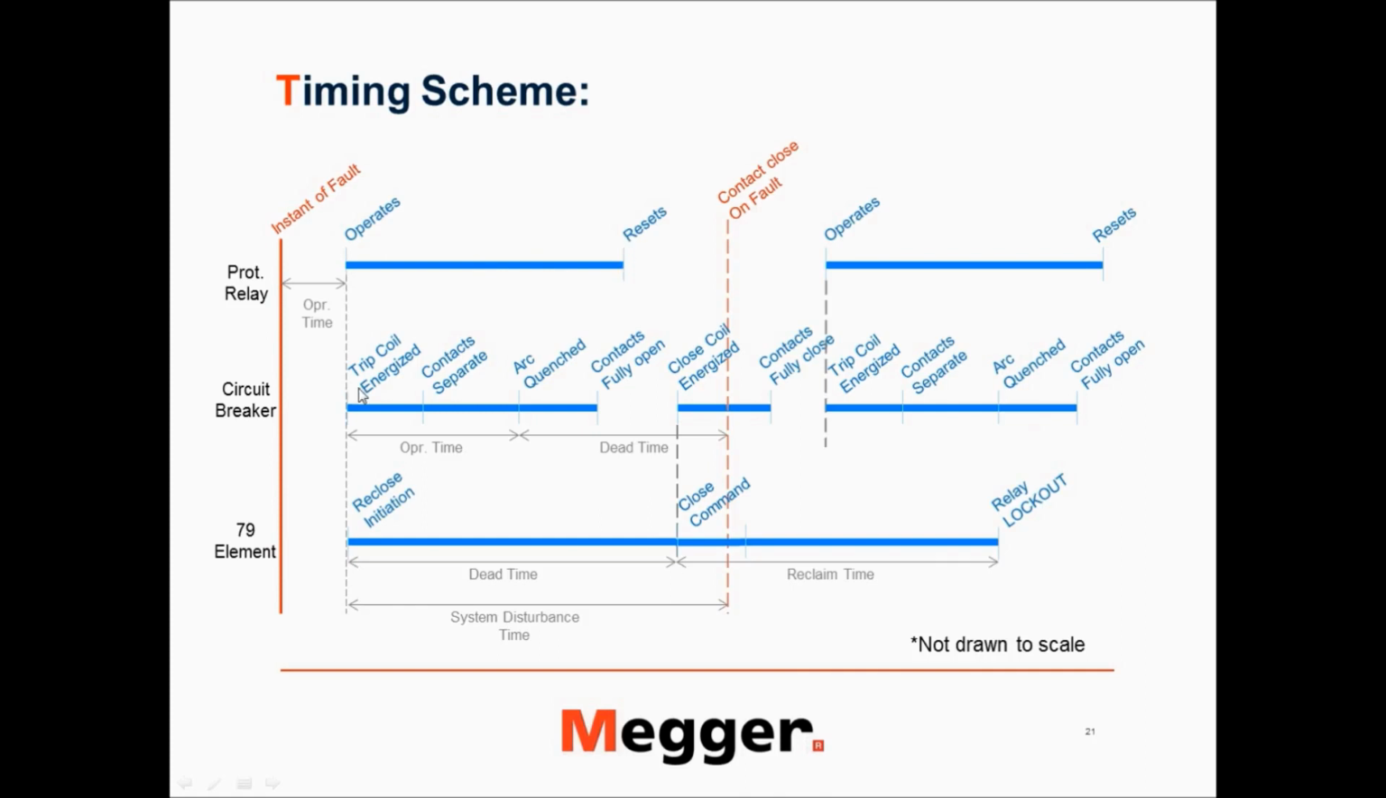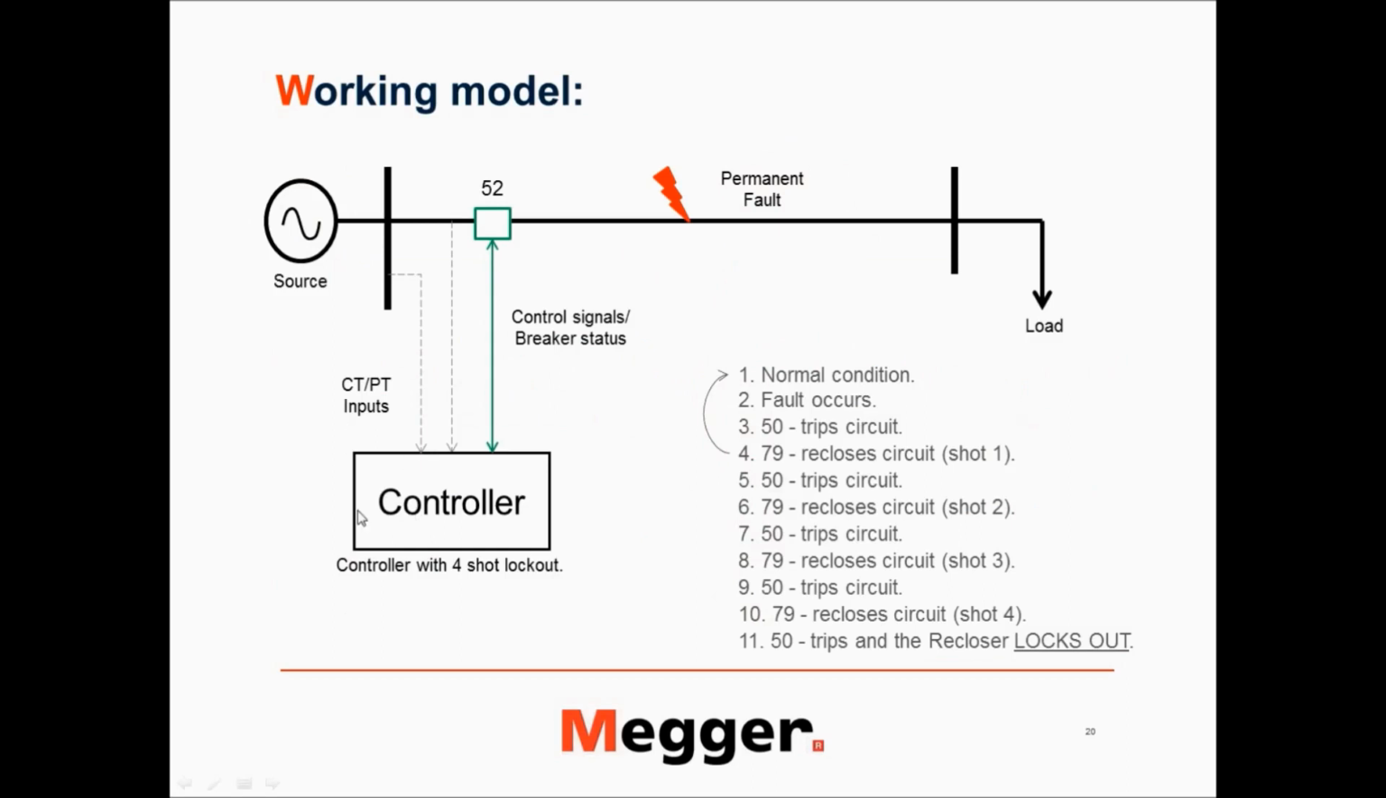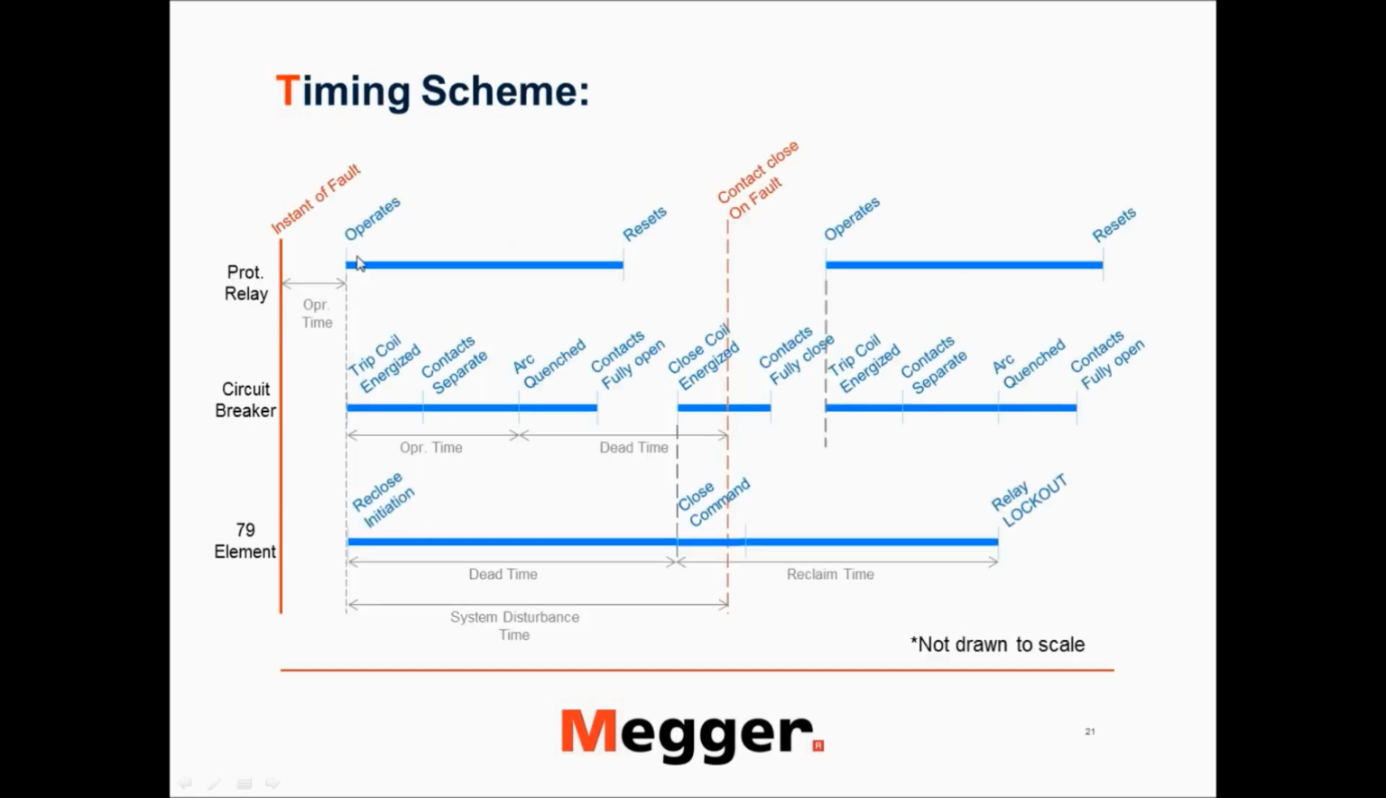Meantime, what is happening in the circuit breaker? Once the relay operates, or the controller, in other words, the controller is going to send a trip signal to the auxiliary circuit to the circuit breaker. Once it receives that trip signal, the trip coil is energized, and after the trip coil is energized, the contacts are separated or opened. In other words, it takes its own time to open the contact.